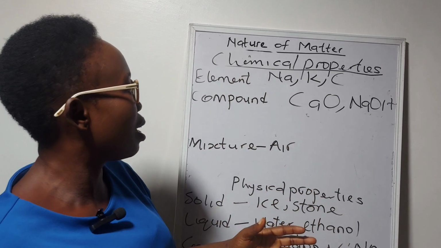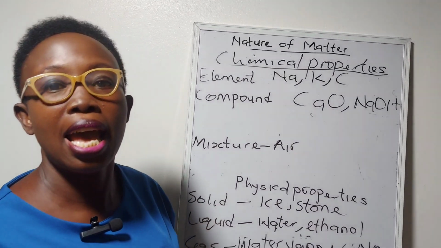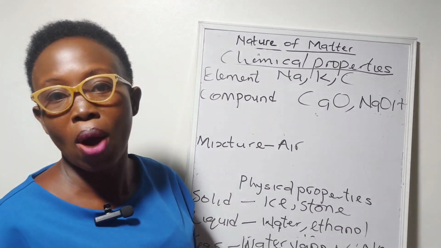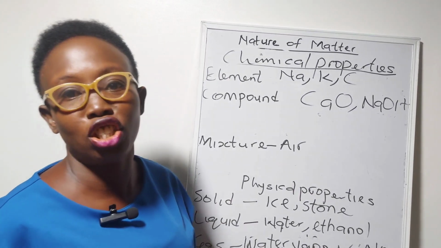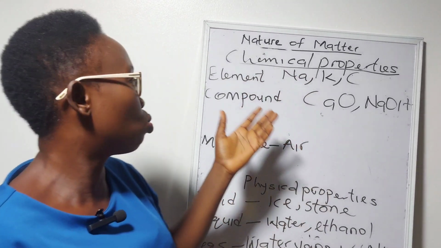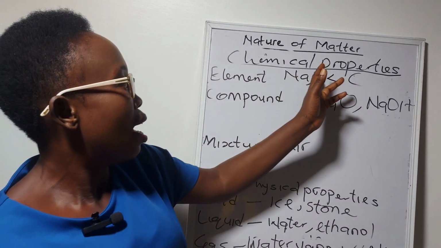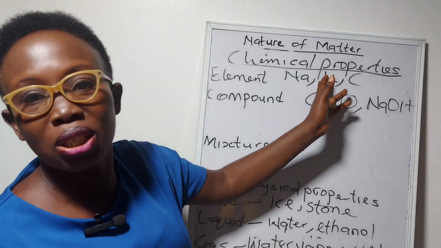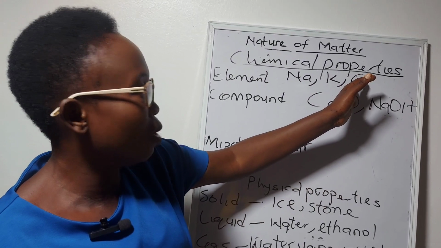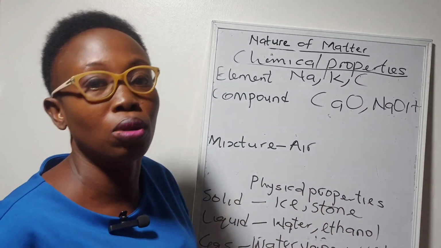Our elements, they are 118. We have 118 elements. Some are made naturally, while some are made artificially. Examples of elements: we have sodium, and the symbol is Na. Another one is potassium, the symbol is K. Another one, we have carbon, which is C. We have calcium and so on.